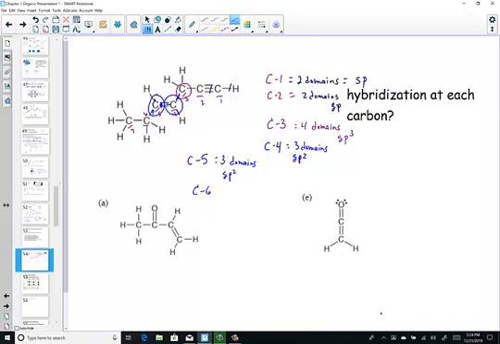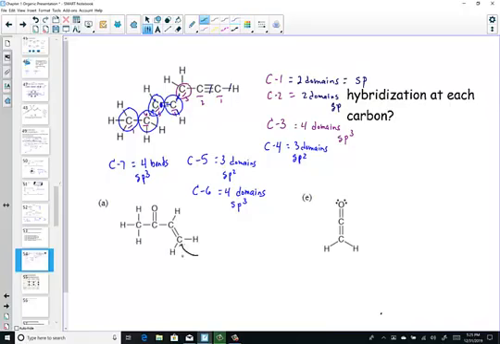Carbon 6. Carbon 6 has 4 single bonds, so that's 4 domains. That tells me that it's an sp3 hybridized carbon. And the last has 4 single bonds, telling me that 4 single bonds is 4 domains, so that's an sp3 hybridized carbon.